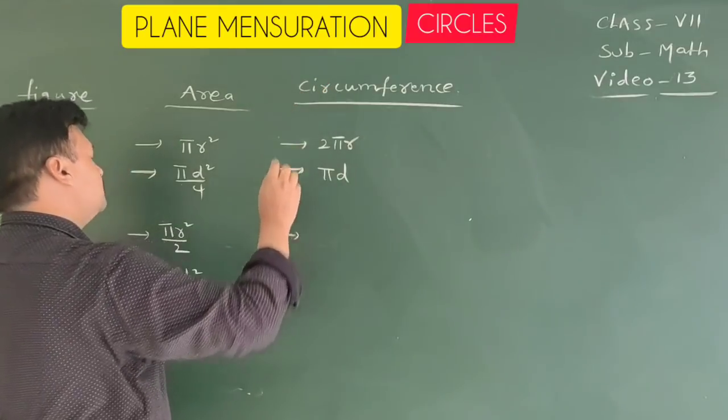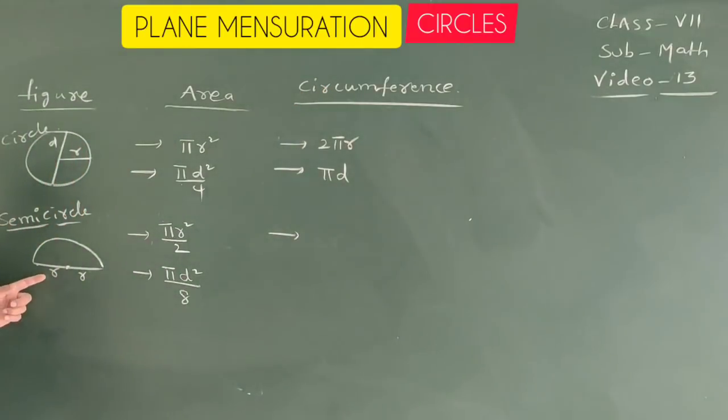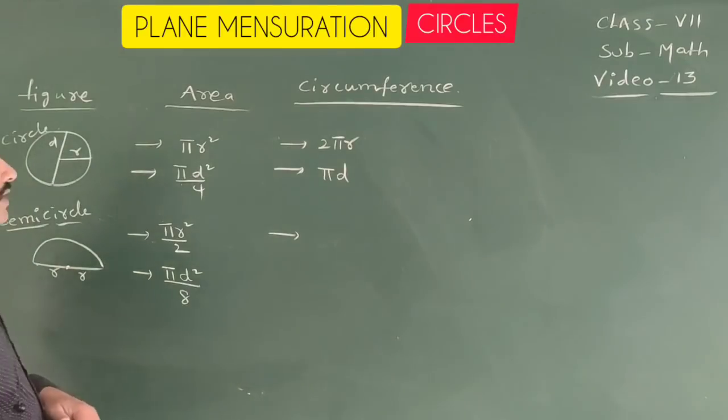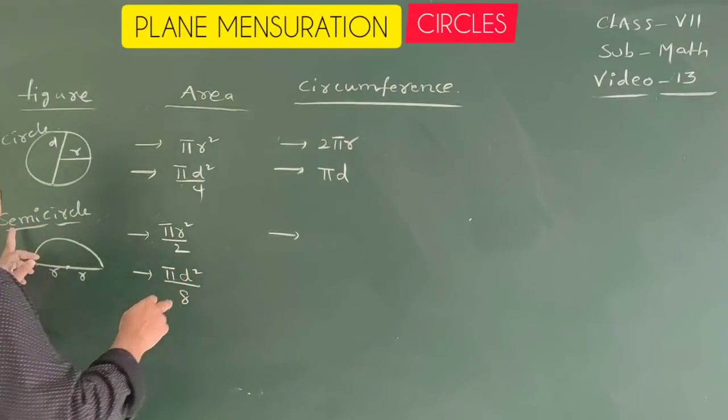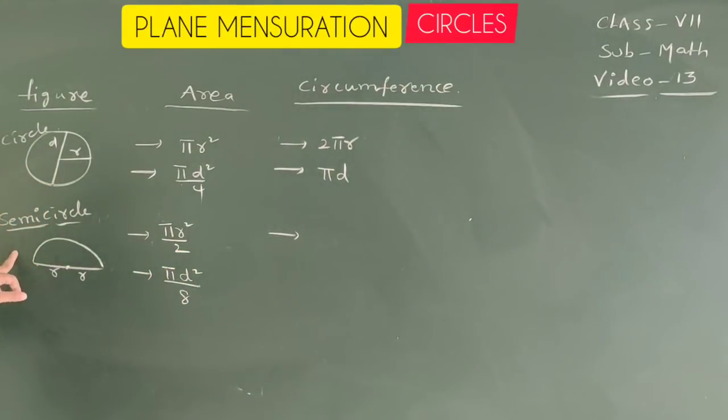Here the set of points which are equidistant from a fixed point is called a circle. The length of the boundary around it is called the circumference. So the area of a semicircle is half the area of the circle only.